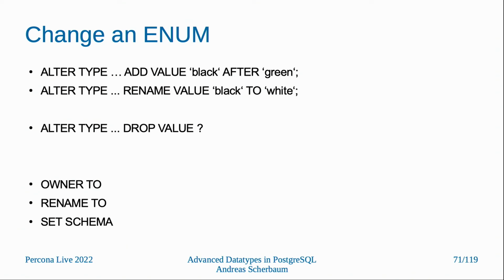Questions, composite types, enums, domain types. It's just simple examples here. Well, a bit advanced, but anyway. Many more ways you can use them.